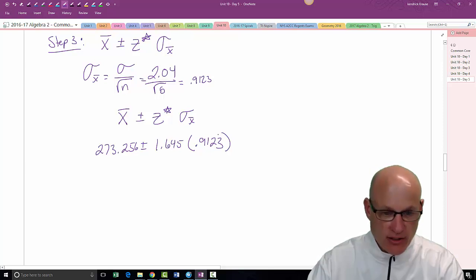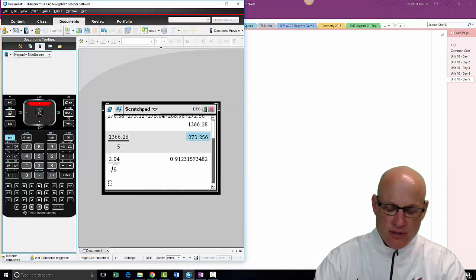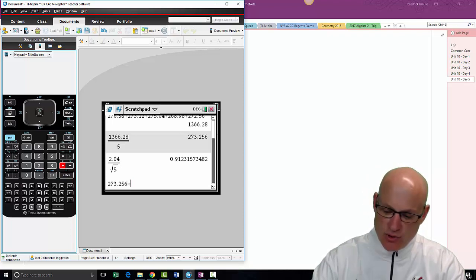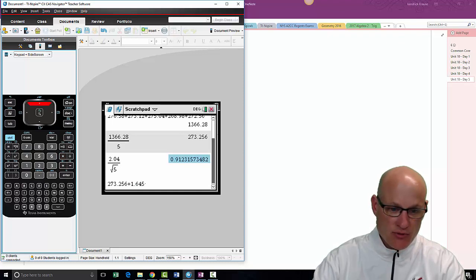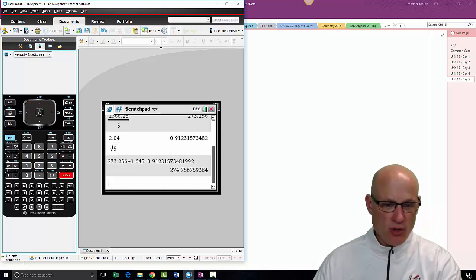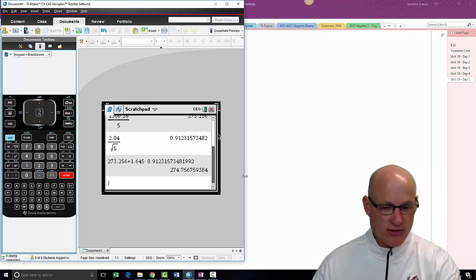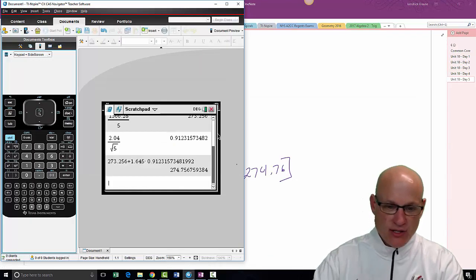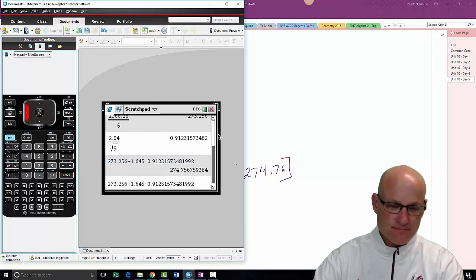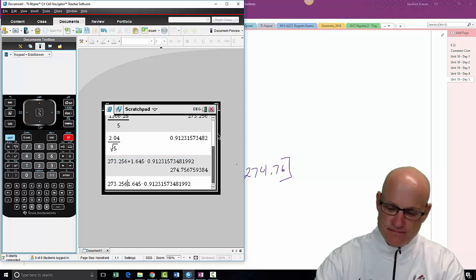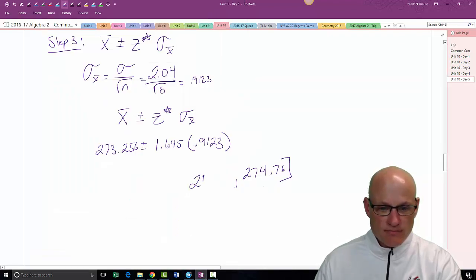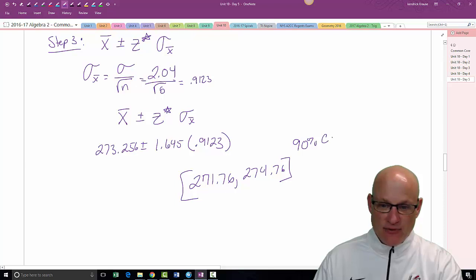So we've got to figure out what these are. We're going to take our calculator out. 273.256 plus 1.645 times this, so 274.76. Let's take that as the high number. Now we're going to do the same thing, but we're going to subtract now, not add. And I get 271.76. So this is my 90% confidence interval.